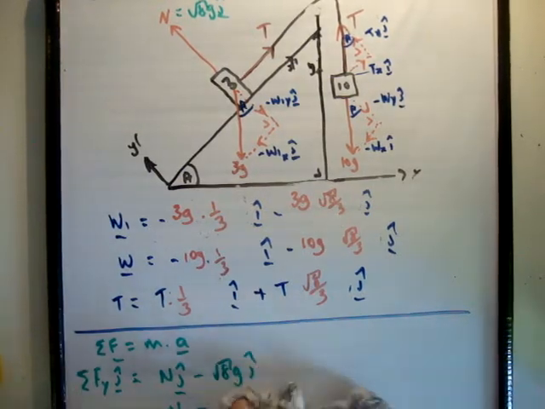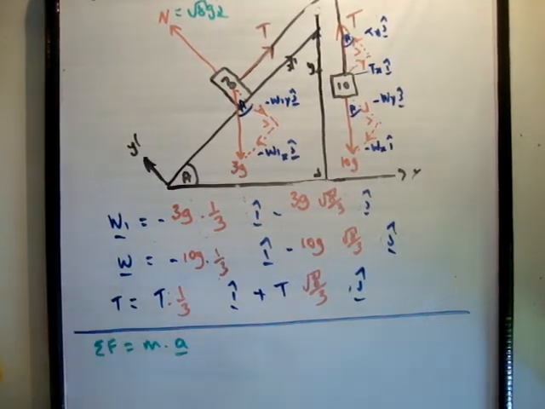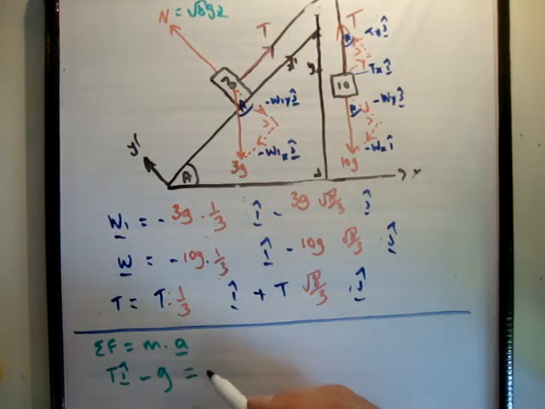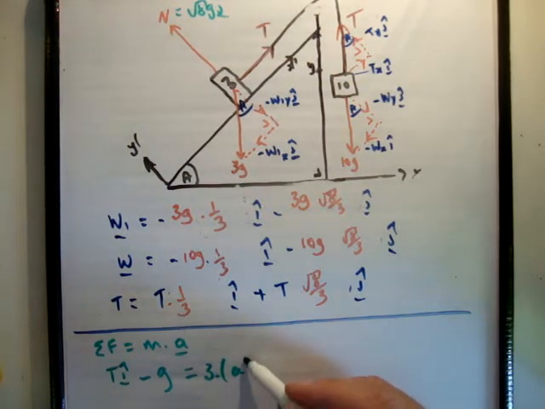Now let's apply the same to the x dimension. So we know that the tensional force in the i hat direction, we need to take away from that g, because 3g times a third is g, is equal to the mass, which was 3, times the acceleration.